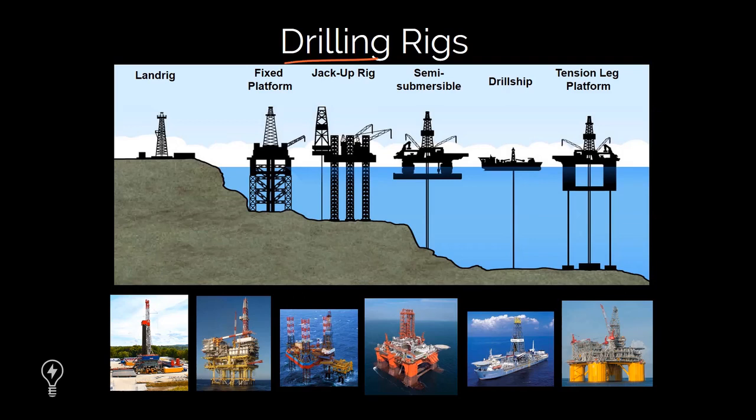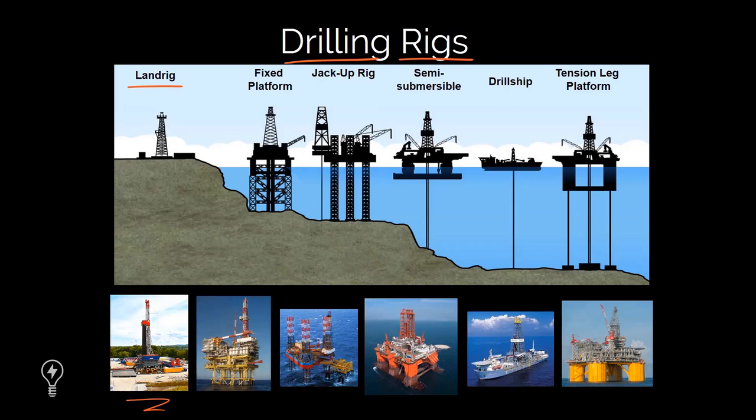So let's have a look at drilling rigs. Now, the type of drilling rig used depends upon the size and the depth of the oil field and whether it's onshore or offshore. Now, the first type of drilling rig is what's known as a land rig. Now, land rigs are used for onshore oil production and they're easier to construct than offshore installations.